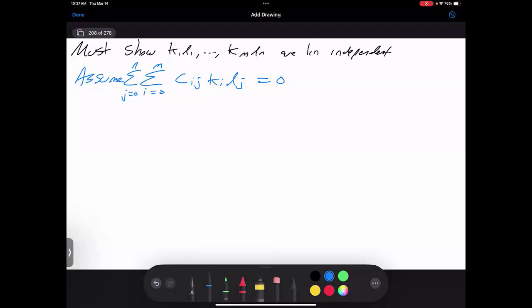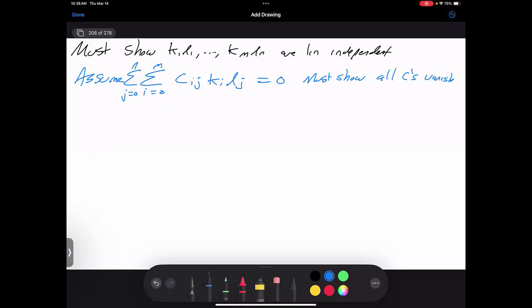If I give you the x-axis, the y-axis, and the 45-degree line, I can take the x-axis plus the y-axis minus the 45-degree line, and that's going to sum to 0. Those three vectors are linearly dependent in the plane. I need to show, so must show, all the C's vanish.